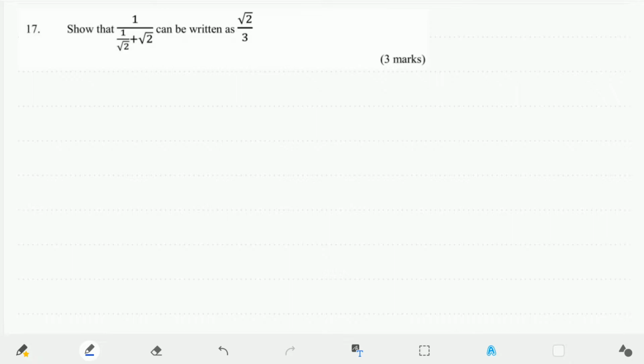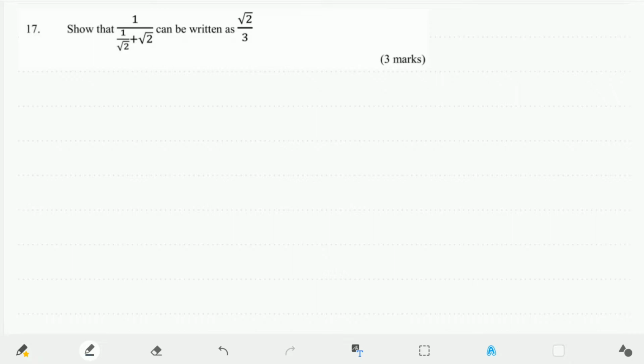In this video, I'll actually be going over two different types of questions because Surds is one of those topics which requires a bit more thought. So I'll be going over two questions in this video, and hopefully both of them make sense. So the first question is we have to show that 1 over root 2 plus root 2 can be written as root 2 over 3.